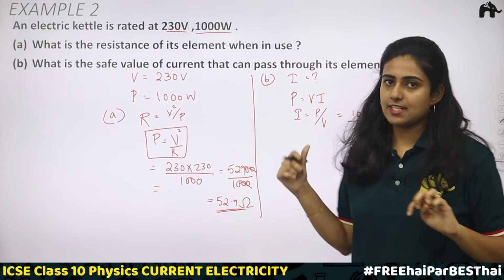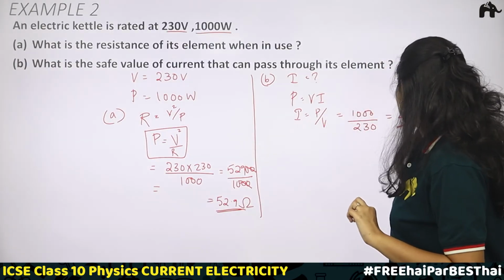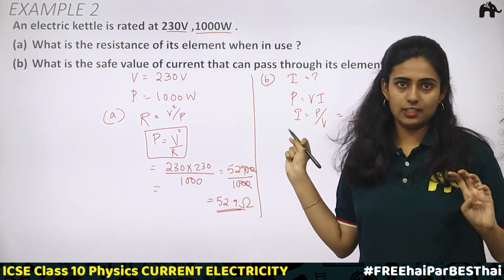The electric kettle will get damaged. So below 4.35, or 4.35, is okay. This is a safe current.